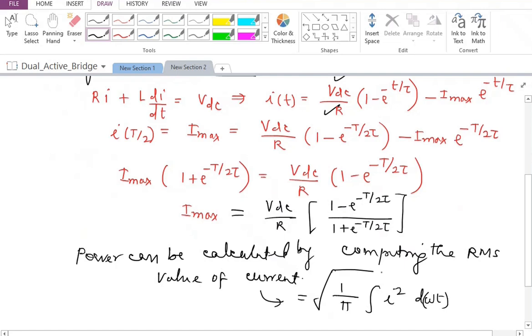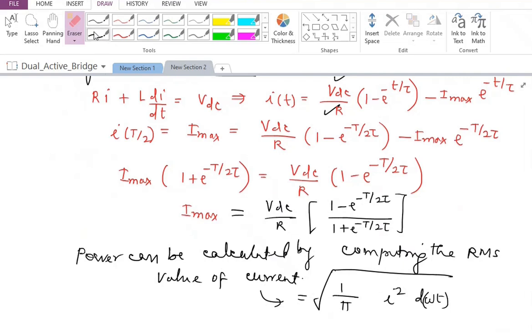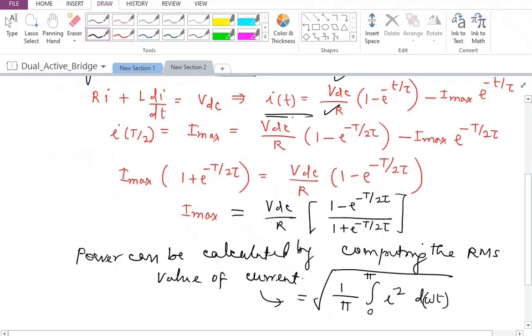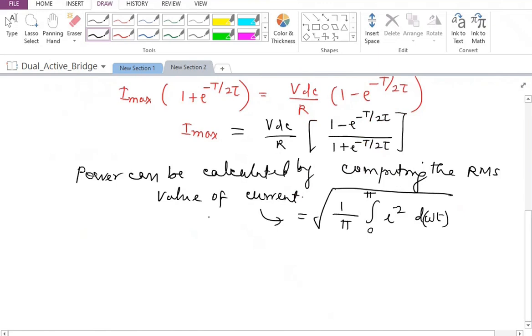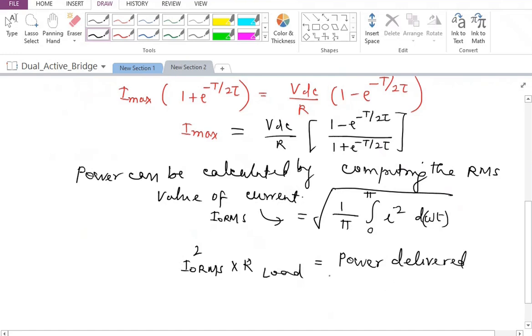This has to be taken square. Of course, the current is going to be taken from 0 to pi. It has to be integrated from 0 to pi. So you can simply use the expression whatever we derived for I, and it has to be integrated. So after calculating RMS current, if I may call this as I naught RMS, then I should say I naught RMS whole square multiplied by R load. This is going to be the power delivered to the load.